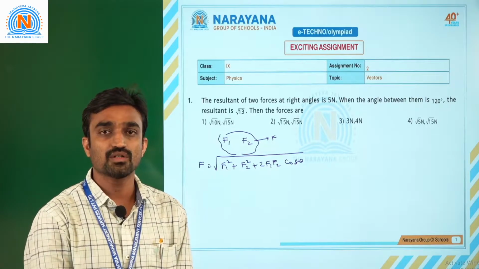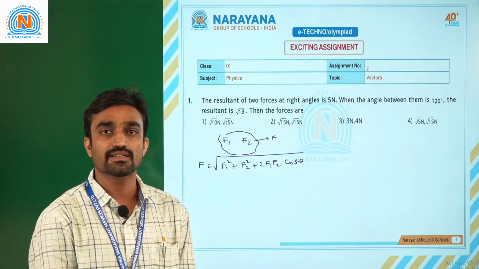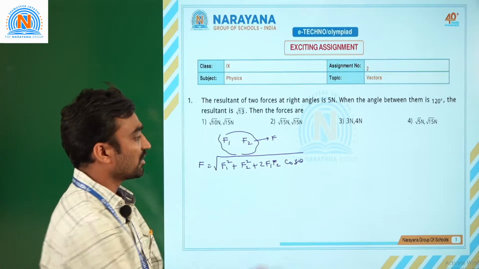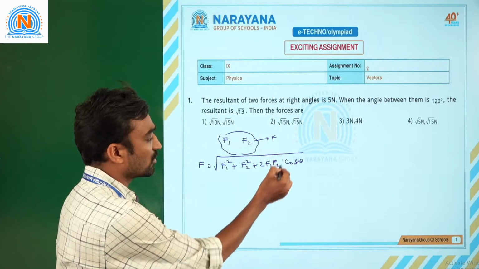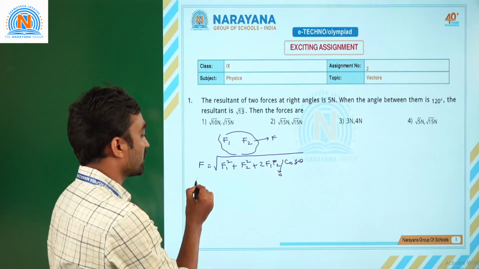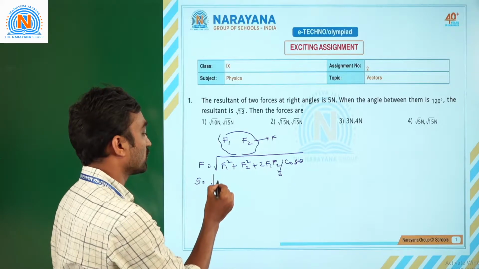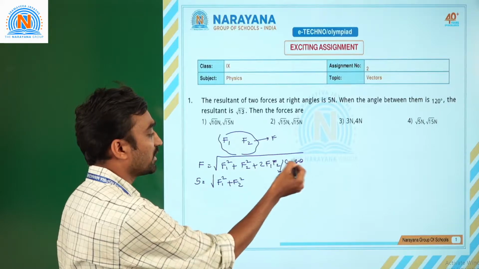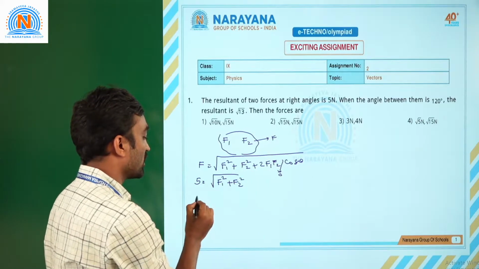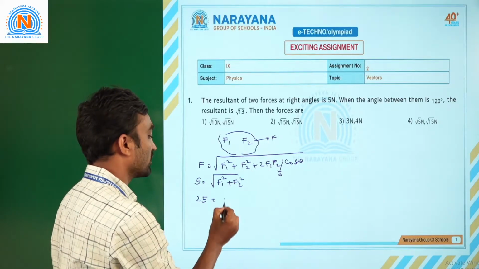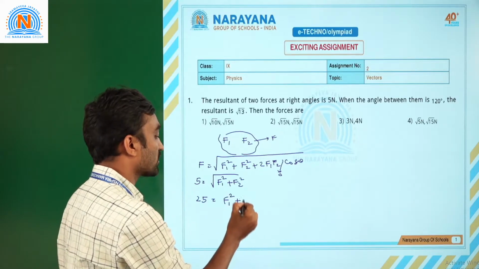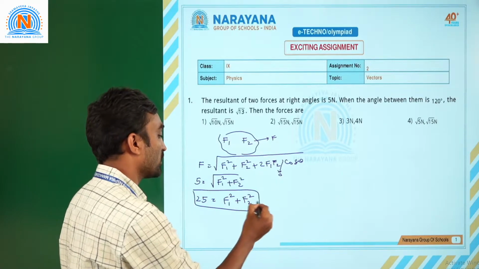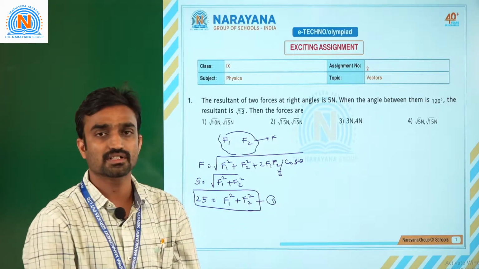See, the resultant is 5 newton when they are at right angle. Right angle means theta is 90 degrees. So, what is the value of cos 90 degrees? Cos 90 degrees is 0. If cos 90 is 0, this term will go to 0. So, the resultant is 5 newtons when theta is 90 degrees. So, squaring on both sides we will get 5 square equal to 25, that is F1 square plus F2 square. So, this is our equation that we remember, this value. Let us say this is equation number 1.